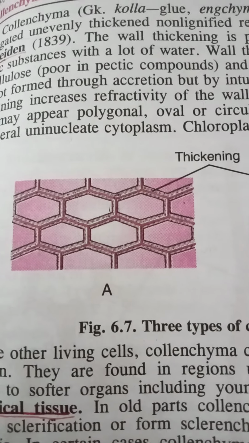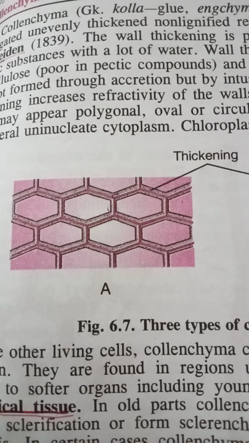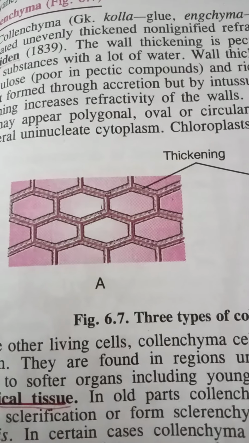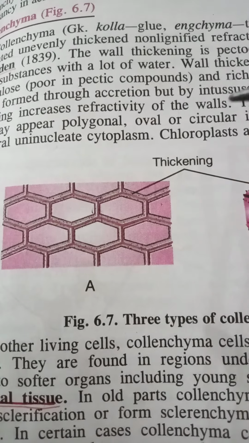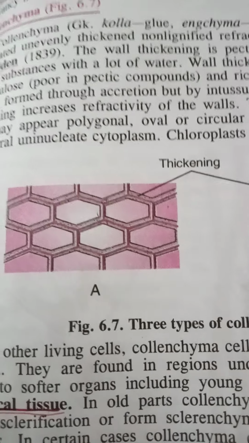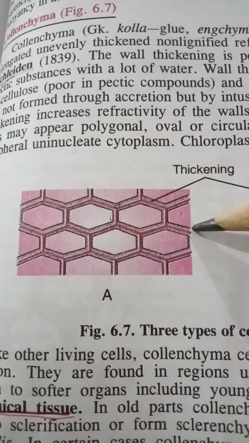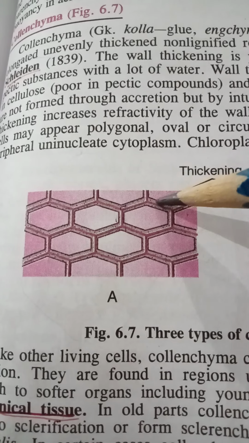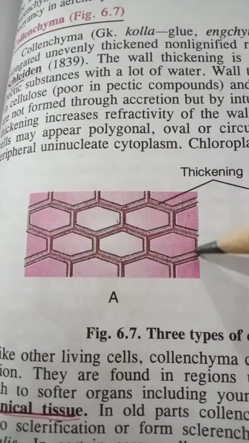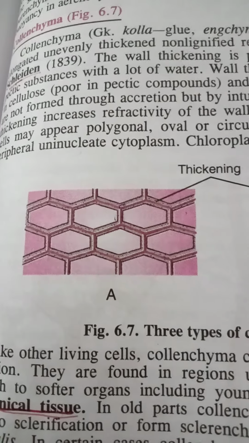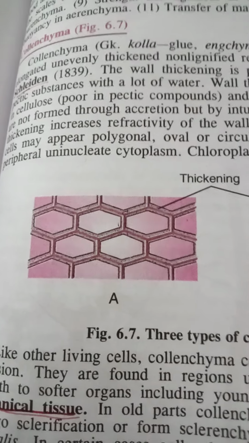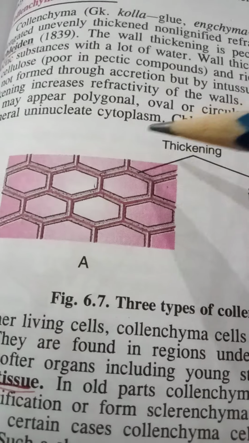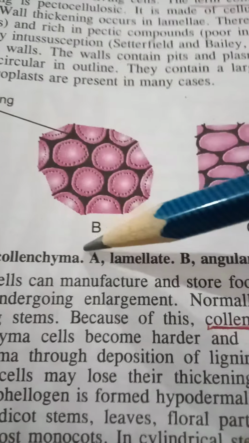Now depending on the place where thickening occurs, the collenchyma cells can be divided into three types. So this one, as you can see, this is the lamellar or tangential collenchyma. Here thickening occurs at the tangential walls. Okay, so in these walls thickening occurs, as for example we can see in case of sunflower. Okay, so this is known as lamellar or tangential collenchyma.